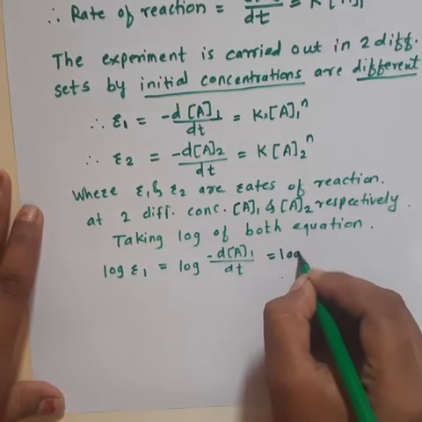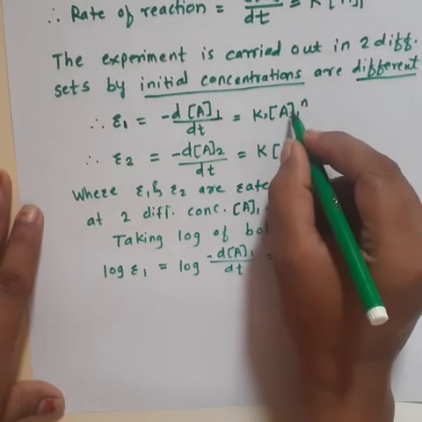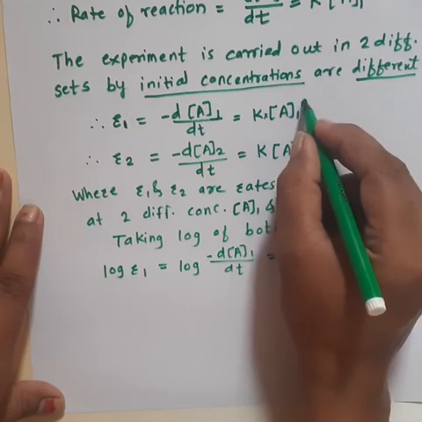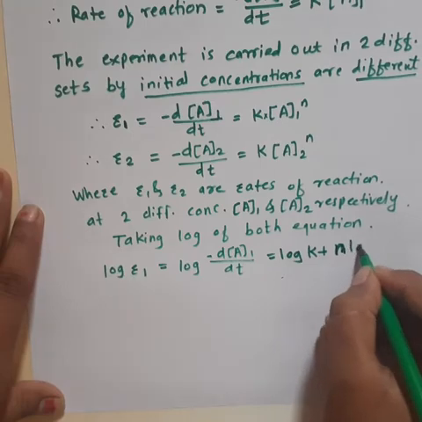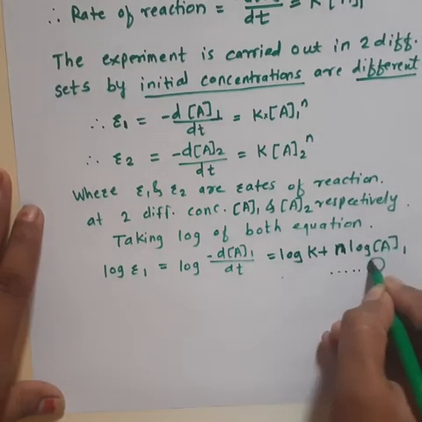So it can be written as log of k plus log of A1 raised to n. This n comes outside the logarithm sign. So n log of A1. This is called equation 1.